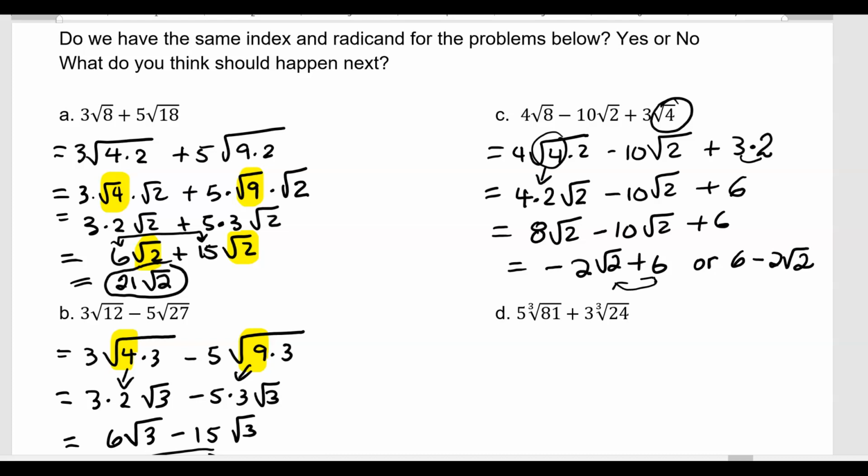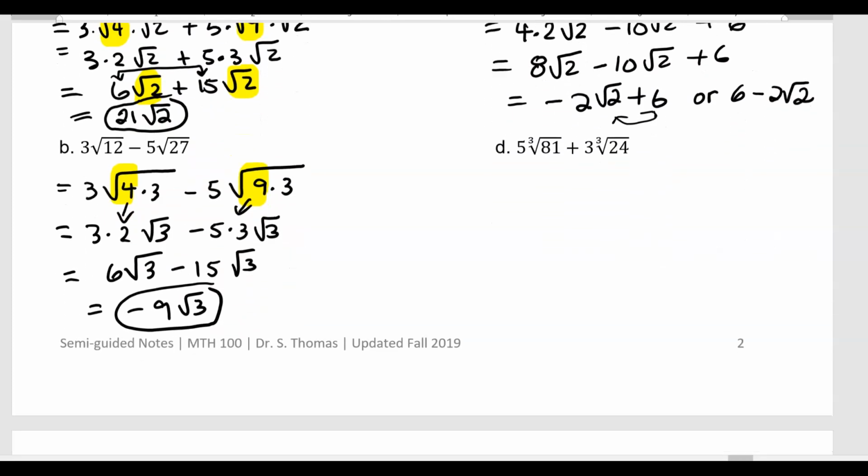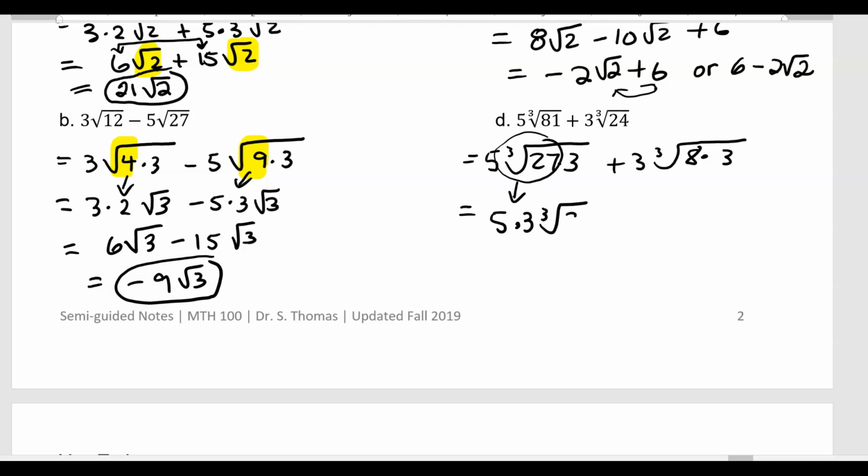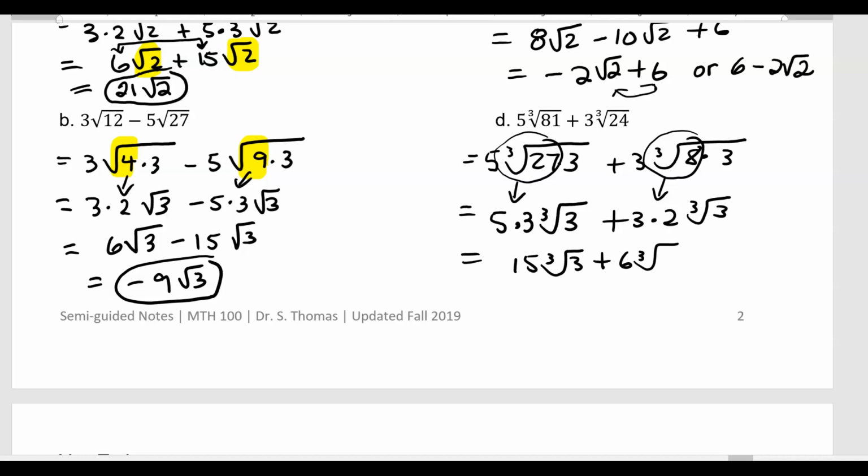Okay. Moving on to D, we have 5 times the cube root of 81. This is when you look at your perfect cubes list, not your perfect squares list. And you will notice that 27 divides into 81. That's 27 times 3. And then with 24, 8 divides into 24. So here we go. Cube root of 27 is 3. It goes outside of the radical, but that other 3 remains on the inside. Cube root of 8 is 2. It goes on the outside of the radical. So we have 15 times the cube root of 3 plus 6 times the cube root of 3, which equals 21 times the, I've been saying square root of 3, but it's the cube root of 3.